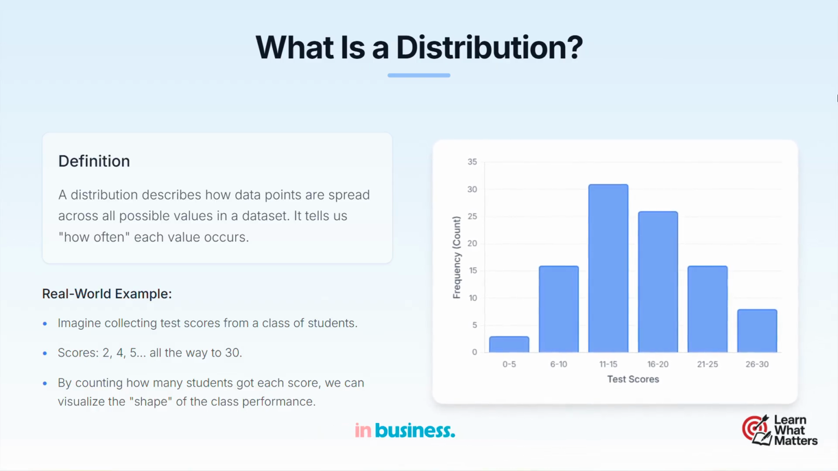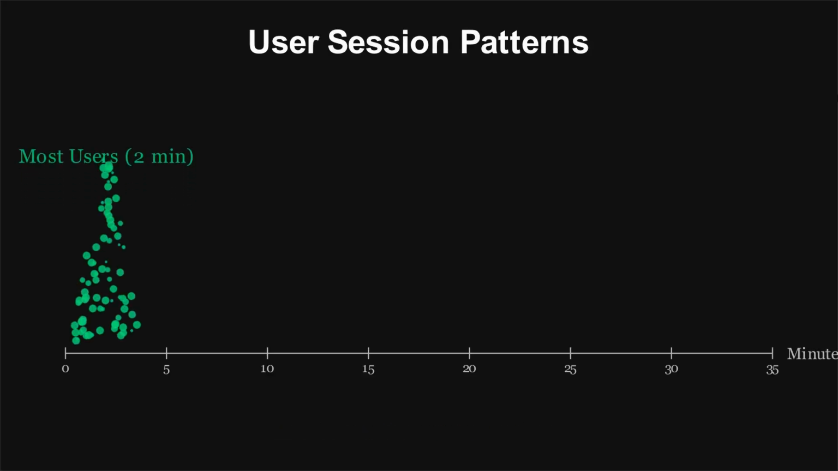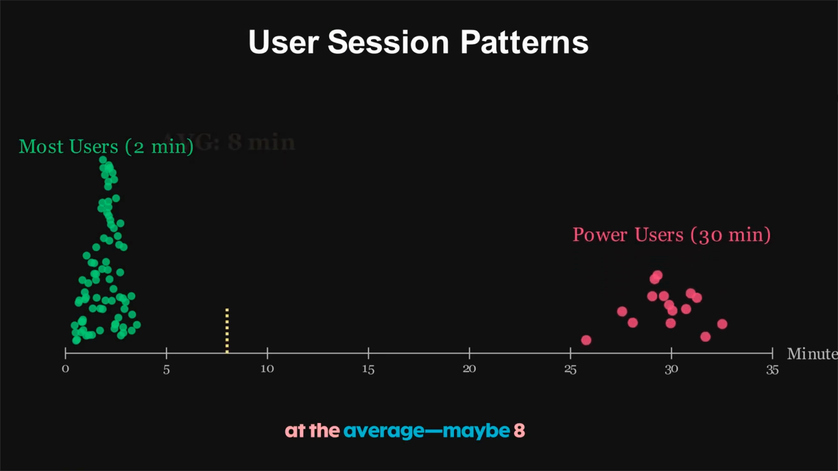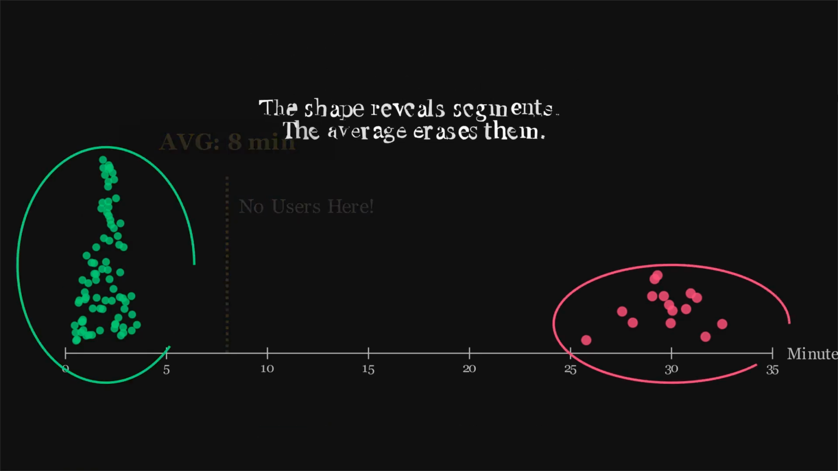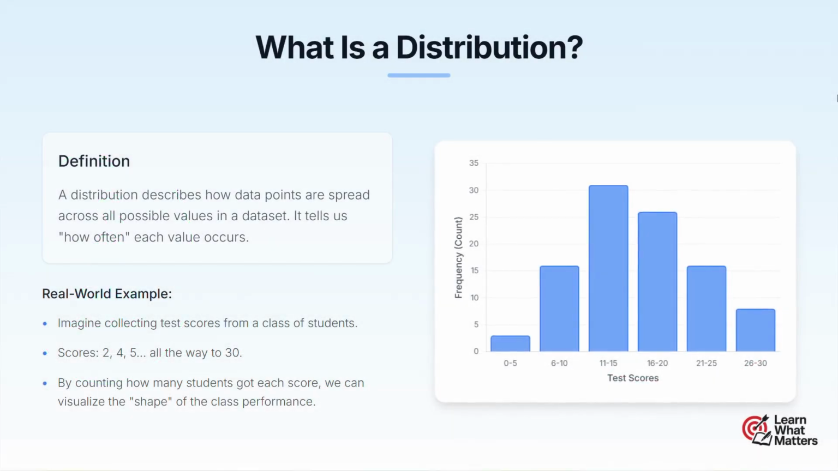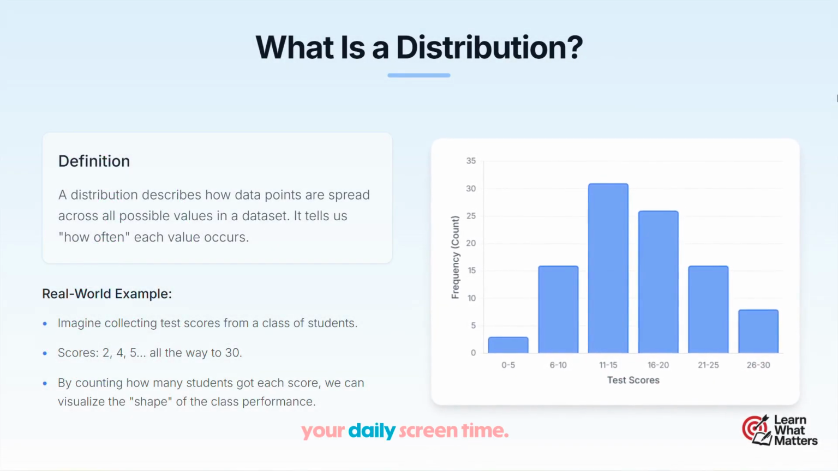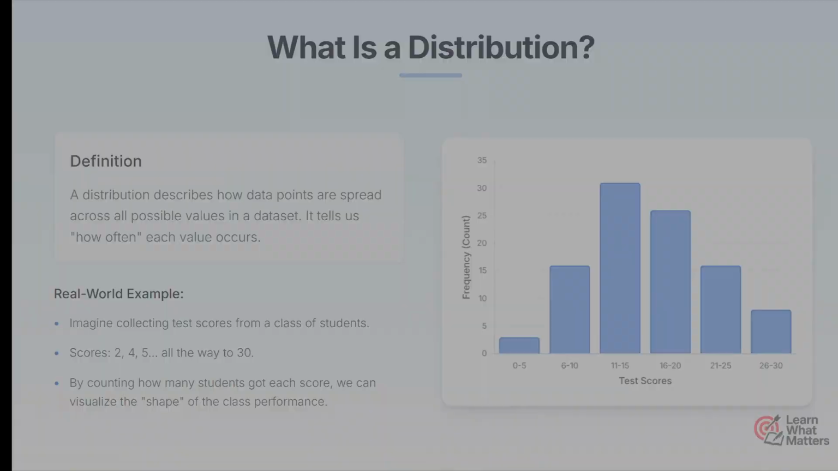Here's why it matters in business. You're analyzing user behavior on your app. Most sessions are 2 minutes. A few hit 30 minutes. If you only look at the average, maybe 8 minutes, you miss the fact that you have 2 completely different user types. The shape reveals segments. The average erases them. Quick question. Think about your daily screen time. Is it consistent, or do you have one massive spike on weekends? Most real-world data isn't flat. It has a shape, and that shape tells the story.